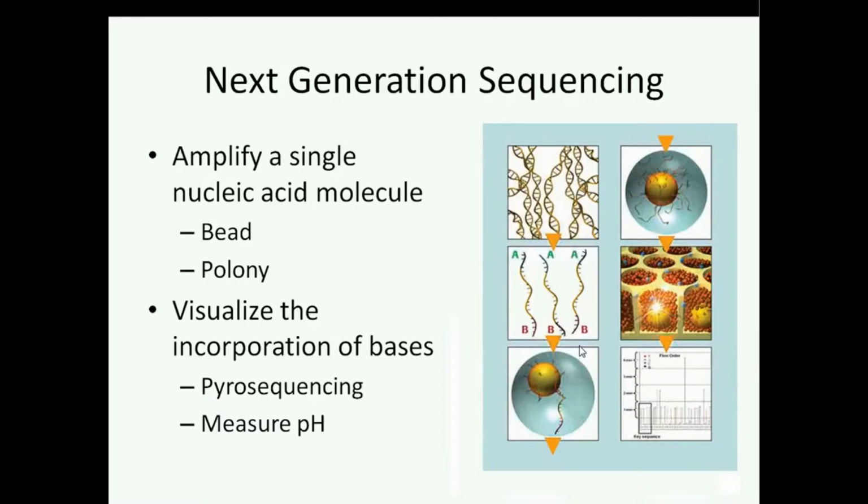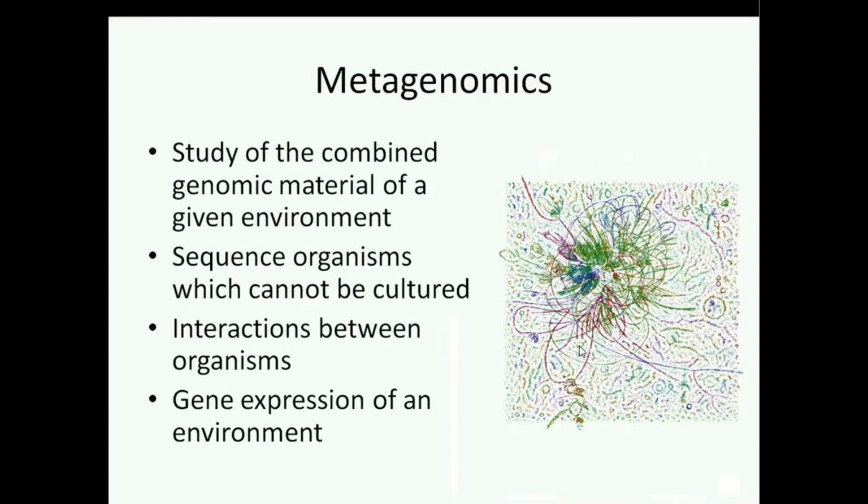The basic way that the chemistry behind it works is you amplify a single nucleic acid molecule on a bead or a polony, and then visualize the incorporation of bases either through pyrosequencing, measuring pH in various ways. But that visualization then leads to a large number of sequences.